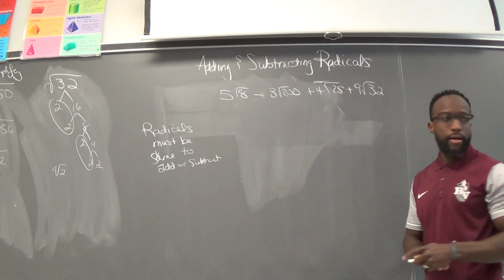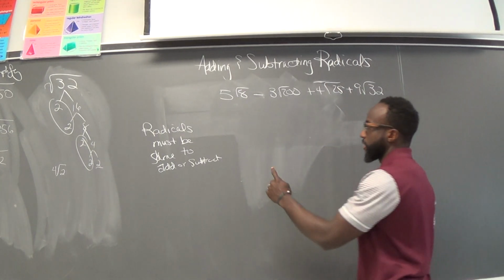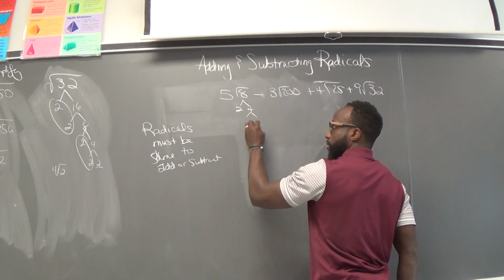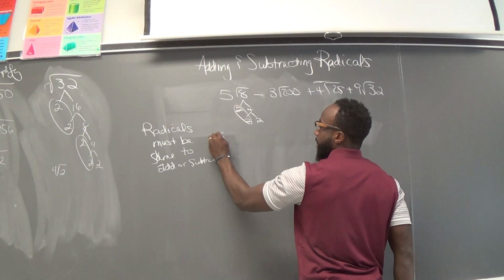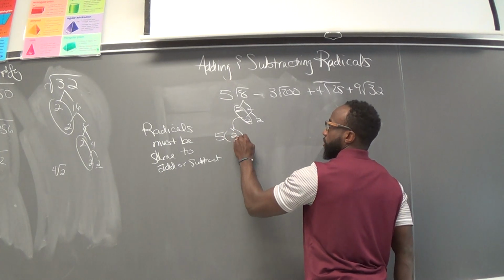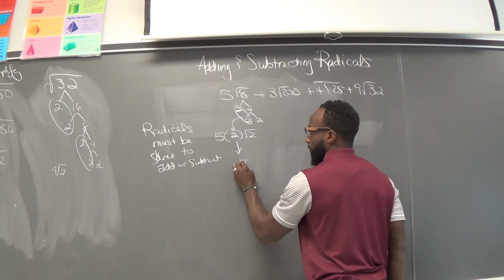Alright. Now, we gotta simplify all of these. So, first things first, let's start with 8. 8 is 4 and 2. 4 is 2 and 2. So what happens is you got this 5 on the outside already, and then you got this 2 times the square root of 2. So it's gonna be 10 root 2. Yep, this is 10 root 2, right?